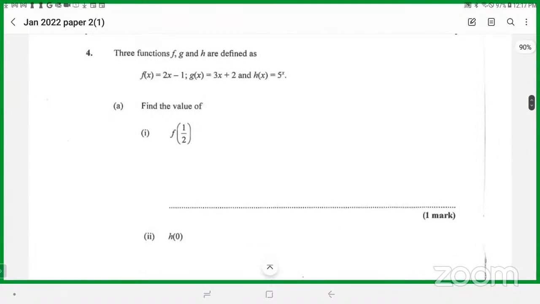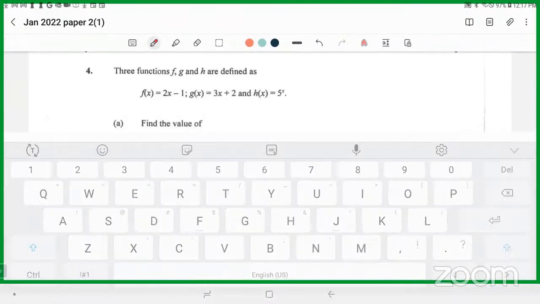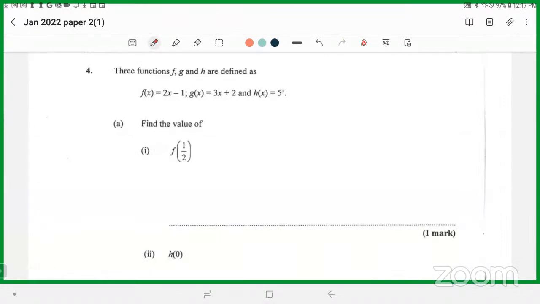So they give us these three functions, f, g, and h. h is 5 to the x there. And the first part wants us to find f of half. So f of half means I'll put in half in the f function. So this simply becomes 2 times half minus 1. 2 times half is 1. This becomes 1 minus 1, which is 0. Done.